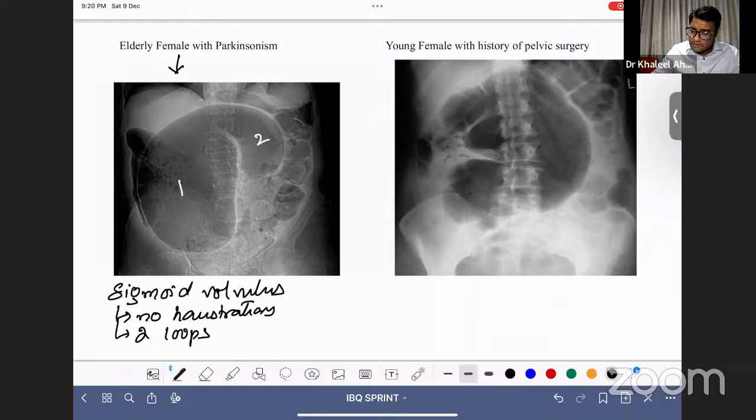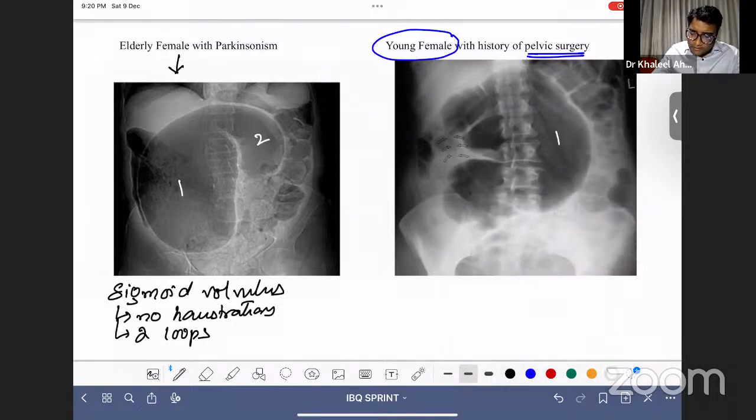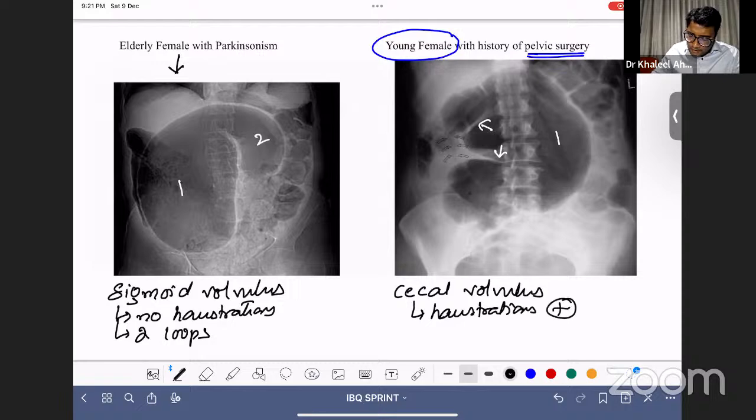What about this one? This is a young female with a history of some pelvic surgery or pregnancies, and you are seeing a similar coffee bean appearance here. But if you observe carefully, this has only one loop, and you can see these haustrations. It appears like an embryo. This is a cecal volvulus. In cecal volvulus, you see haustrations and only one loop.